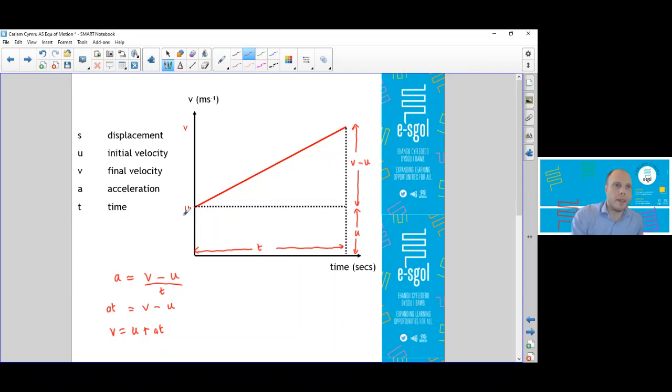Okay, to get the next equation of motion, then we actually need to use this line of our workings, and we're going to substitute it in here.